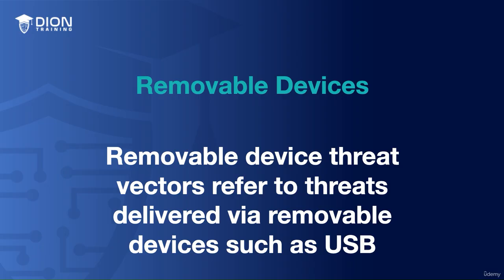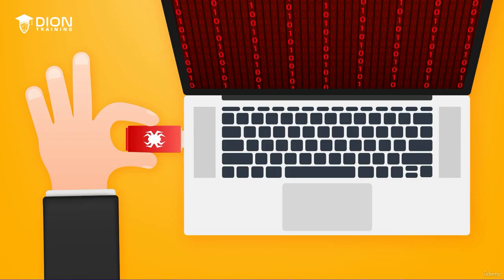Fifth, we have removable devices. Removable device threat vectors refer to the threats delivered via removable devices, such as USB thumb drives and externally connected storage devices, like hard disks and solid-state devices. One common technique used with removable devices is known as baiting.